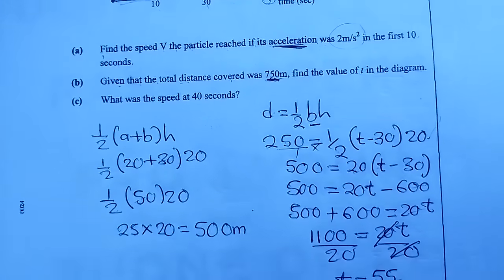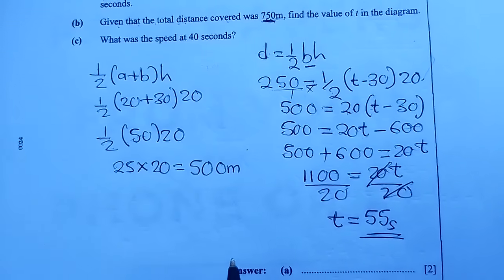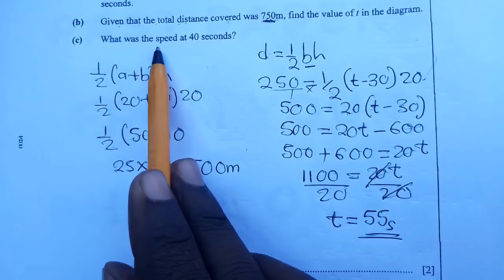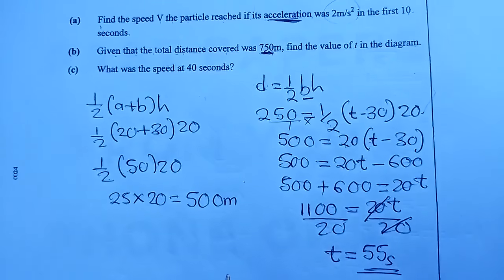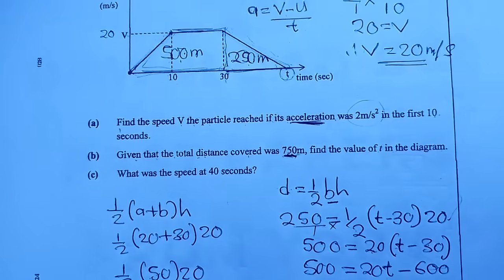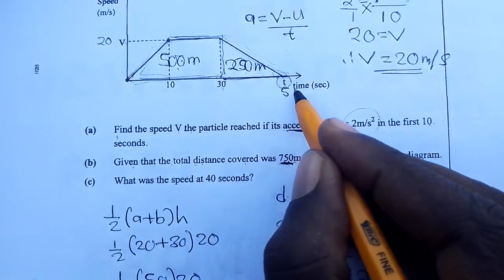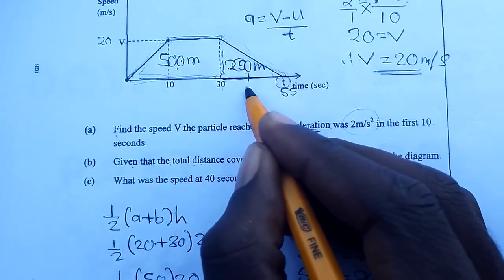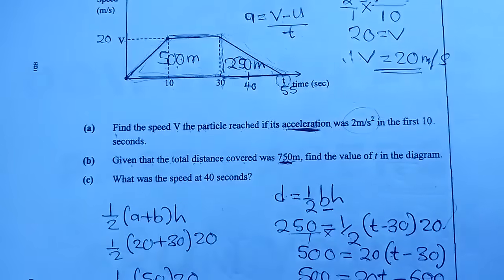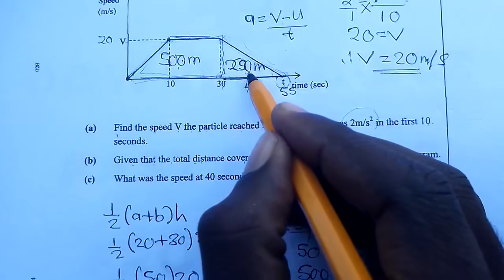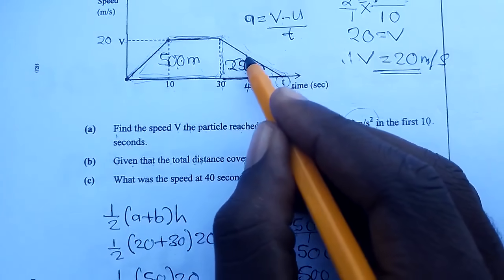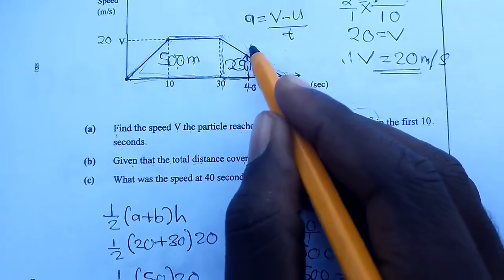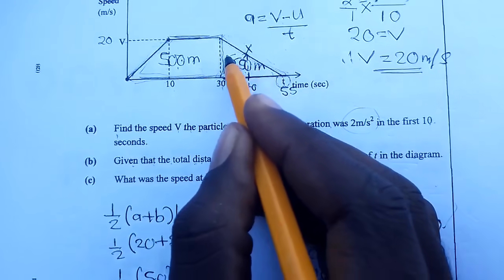Then we go to the last question. This is the last question. What was the speed at 40? So they want you to find, here you know that we've got 55. So 40 is somewhere here. This is where 40 is. Have you seen? So what you need to do, you do something like this. This one goes there. Where it is hitting, you put X. So they want you to find the speed there.